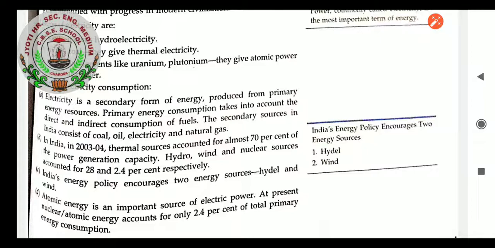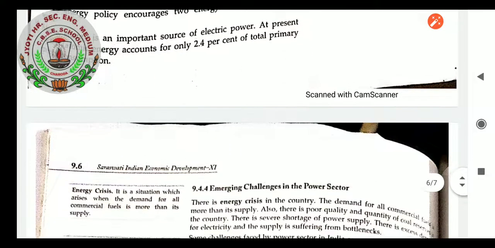India's energy policy encourages two energy resources, hydel and wind. Atomic energy is an important source of electric power. At present, nuclear and atomic energy account for only 2.4% of total primary energy consumption.